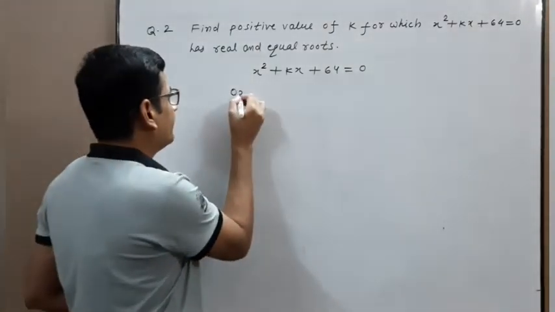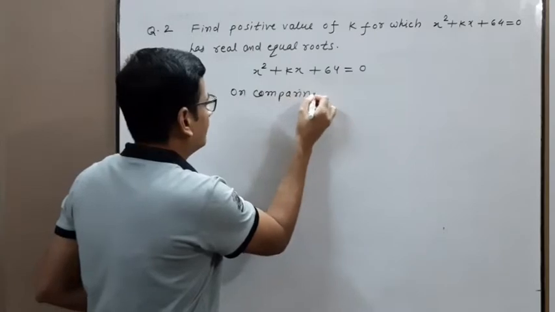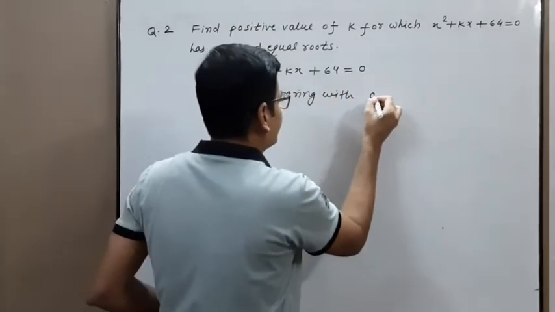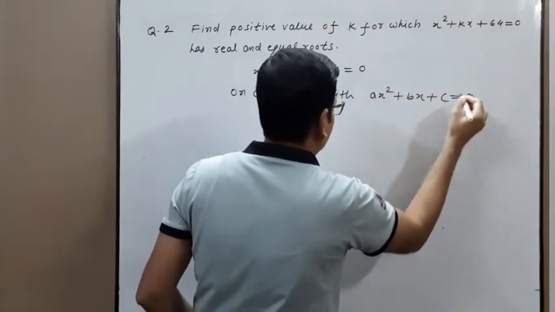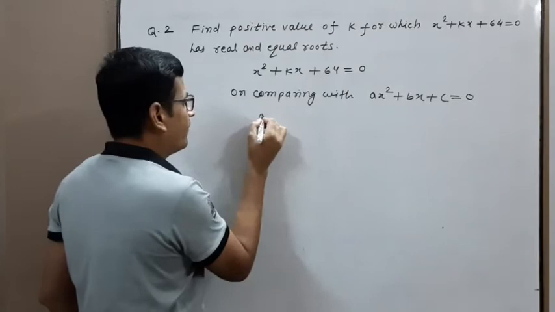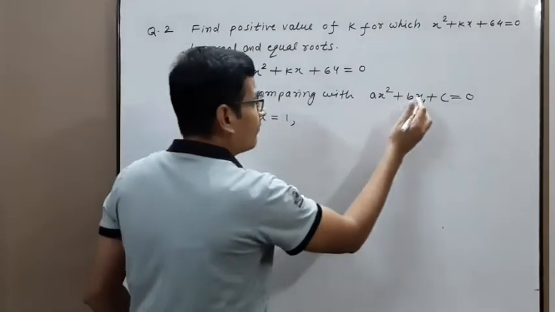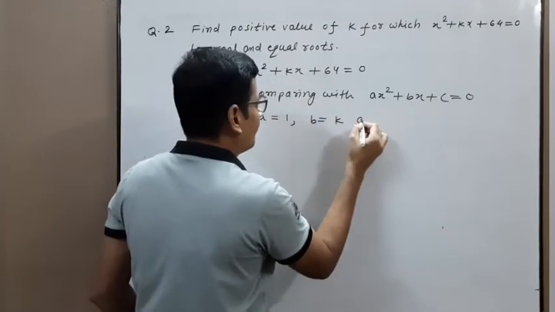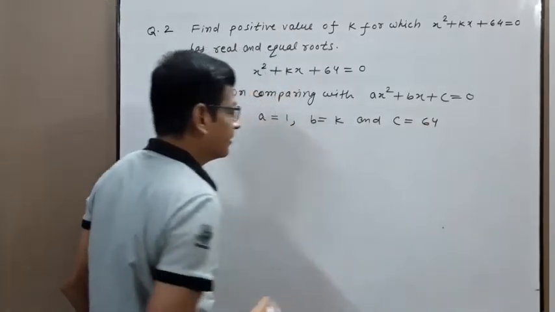On comparing with ax square plus bx plus c equal to 0, the coefficient of x square means a equal to 1. The coefficient of x means b equal to k. And the constant term c equal to 64.